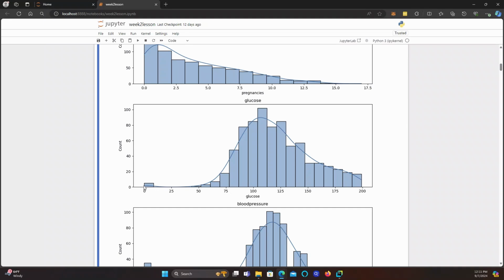And some people had 0 as a glucose reading. So we might want to investigate and see if that's an error in the data or if people really had 0 as a blood glucose reading. I'm not sure that that's medically possible without being dead.